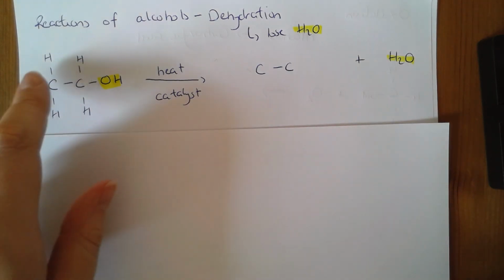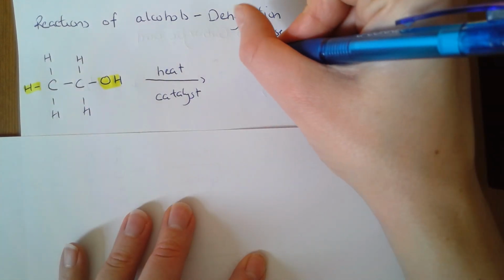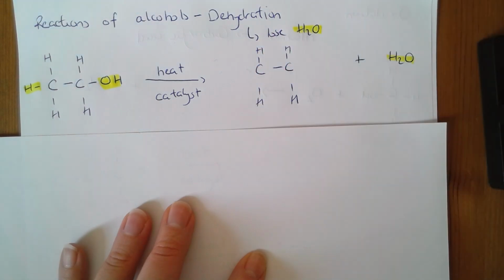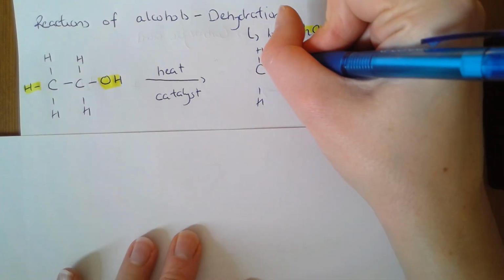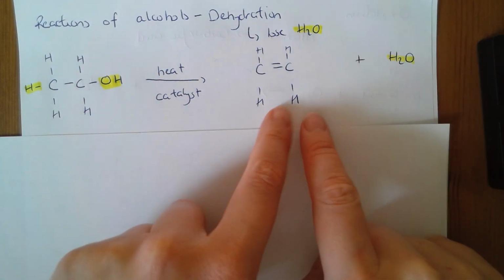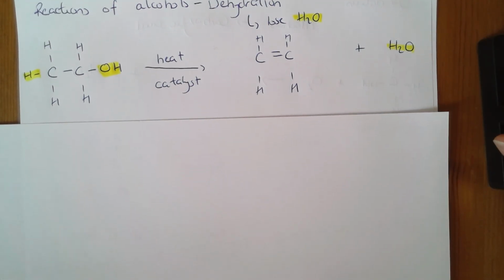So what I'm going to do then is just draw this molecule again without that H and without that OH. I keep my C, I put in my remaining hydrogens, and this is what I'm left with. Now, this can't exist because carbon only has 3 bonds, which means I need to put a double bond between them. So I've gone from ethanol to ethene, the alcohol to the alkene, by dehydrating it.